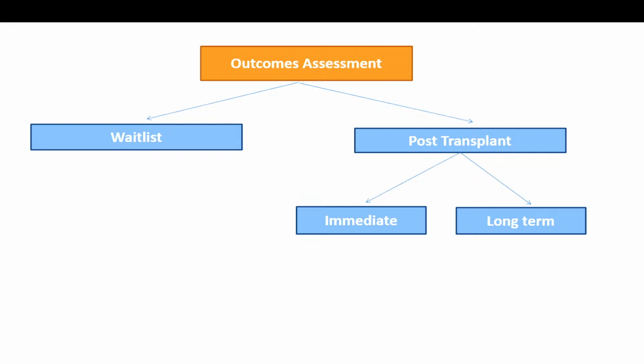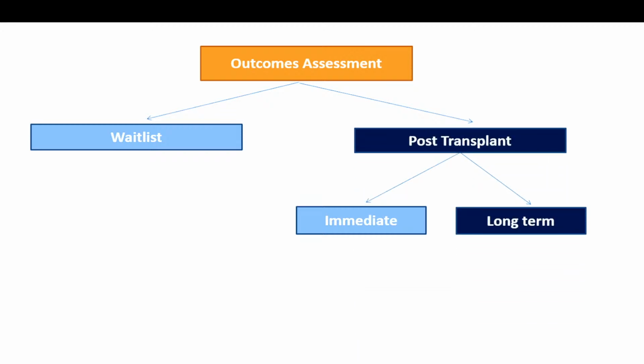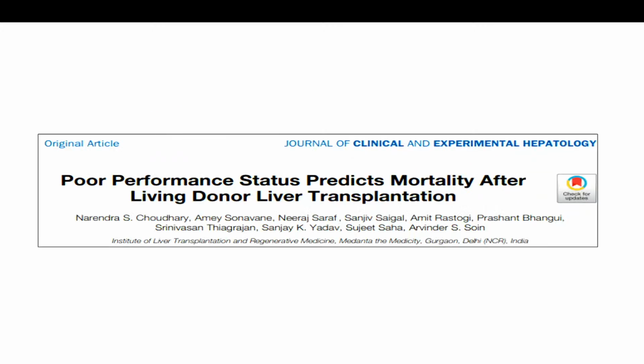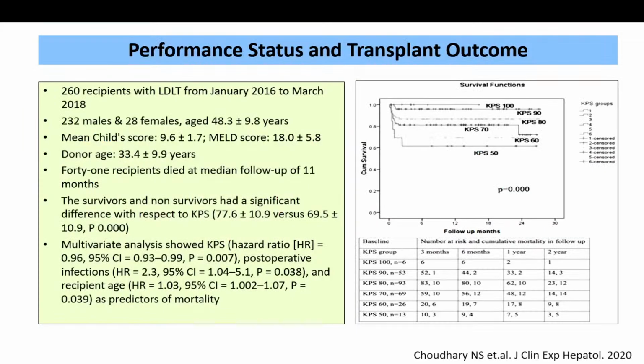And then we also know that once you have severe frailty and sarcopenia post-transplant, it also impacts the long term. Now, long term, this is one of the studies which I actually worked on. One of my colleagues did the study, and we looked at the performance status. We followed the Karnofsky KPS scoring system, and out of 260 recipients who had living donor liver transplants over about 3-4 years, we found that about 41 actually died at a median follow-up of 11 months.